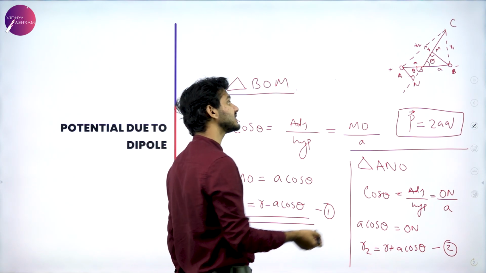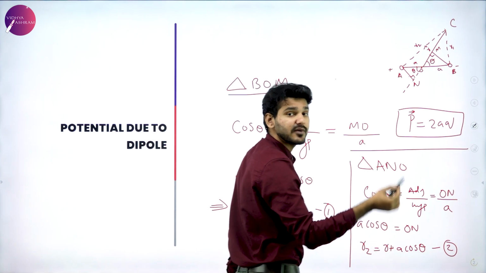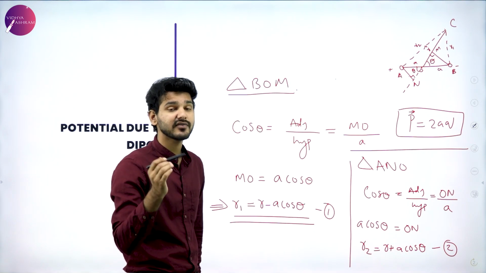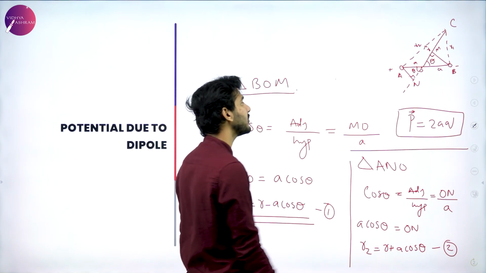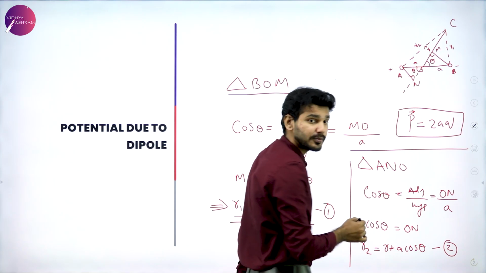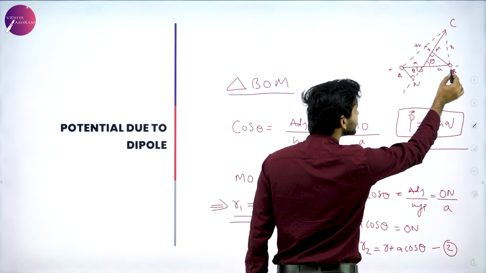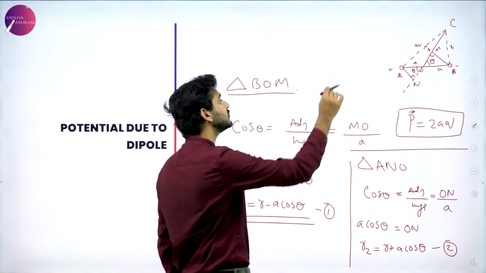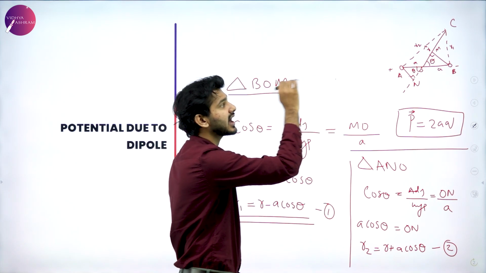That is, what is the potential due to positive charge and what is the potential due to negative charge. So in order to find that out, we have to find out what is the distance from positive charge to that particular point and what is the distance from negative charge to that particular point. In order to find that out, we name those two distances as R1 and R2.